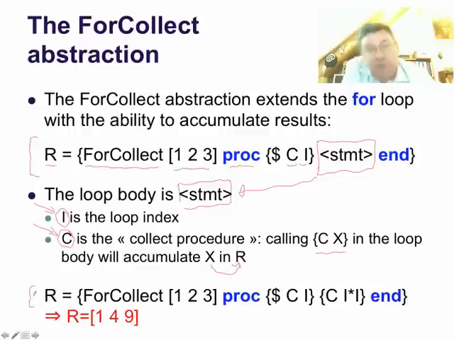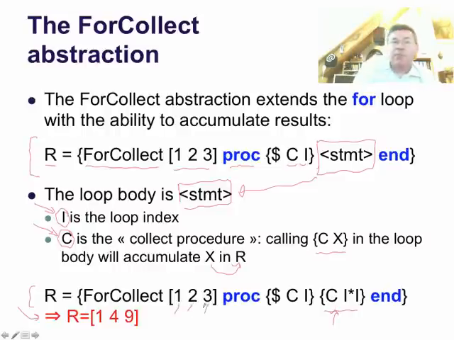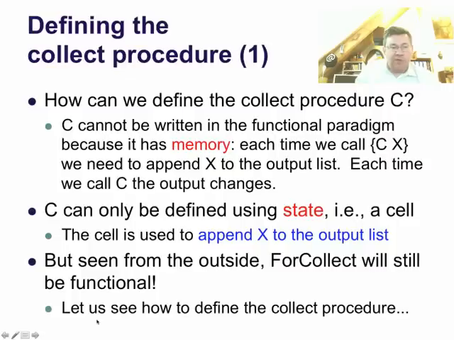So if I call, for example, R equal for collect 1, 2, 3, and with the procedure I call C I times I, this will create the output list 1, 4, 9, because it's going to call C 3 times with I is 1, with I is 2, and with I is 3. And this will create our output list. So that's the idea of the for collect abstraction.